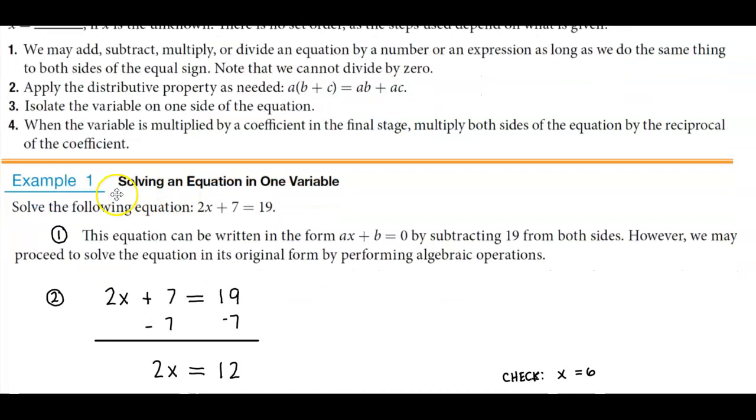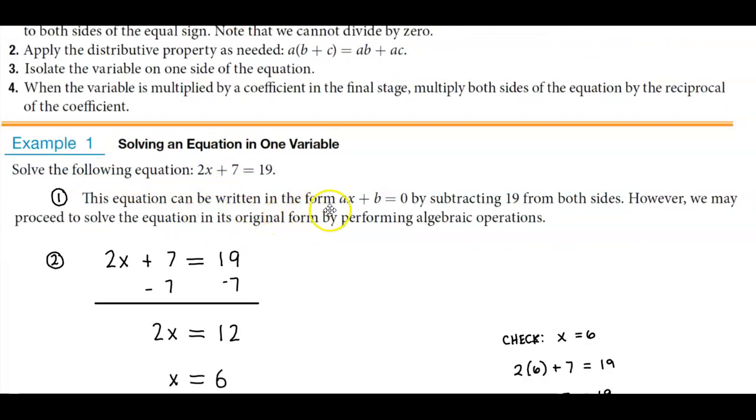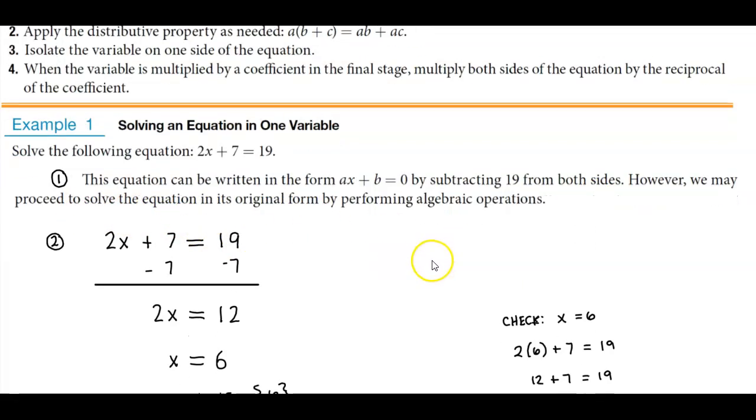So for example number 1, we solve an equation in one variable. Solving the equation 2x plus 7 equals 19. Now this equation can be written in the form ax plus b equals 0, by subtracting 19 from both sides. However, we may proceed to solve the equation in its original form by performing algebraic operations.